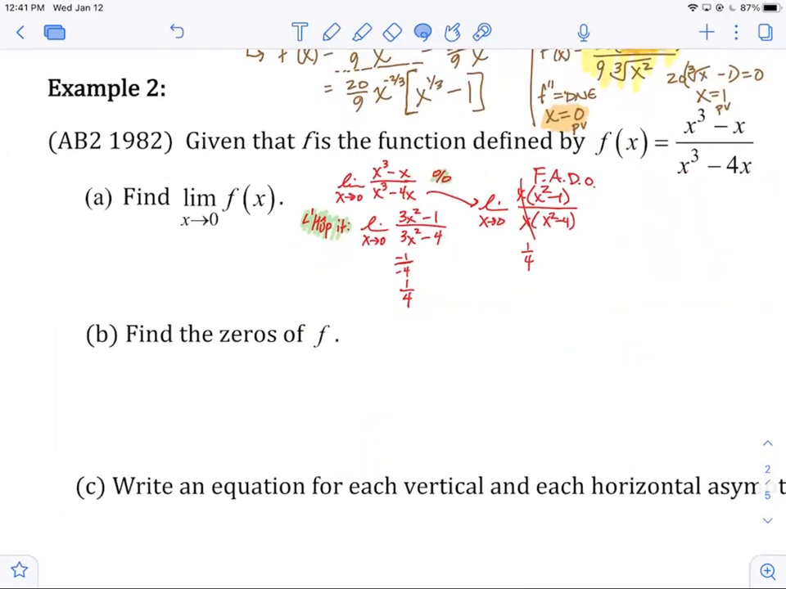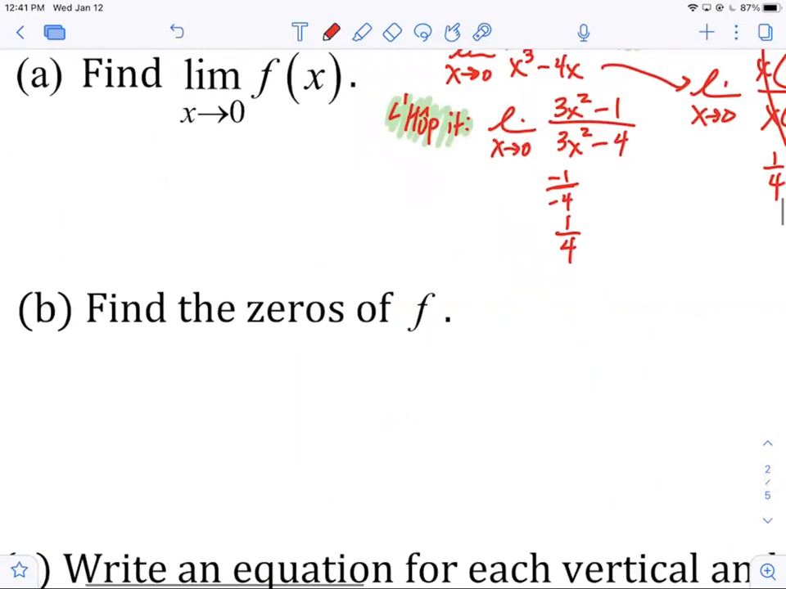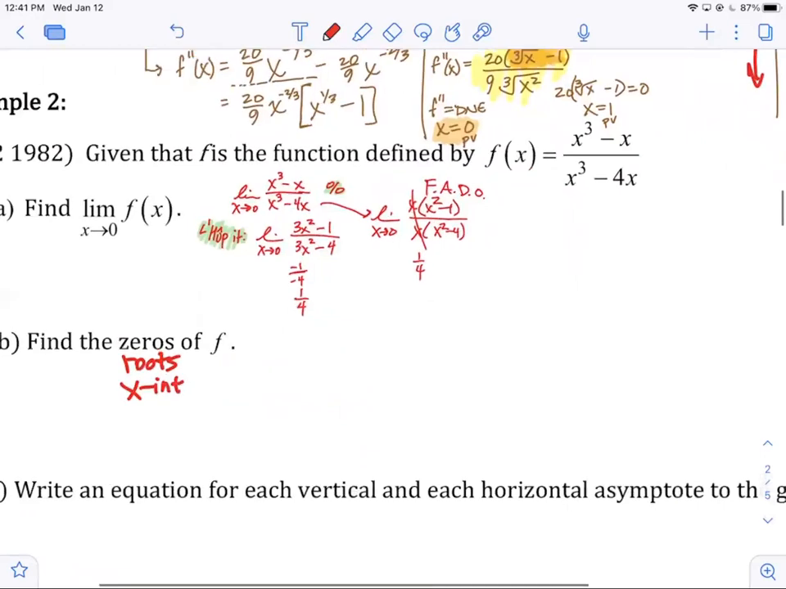Okay, letter B, find the zeros. Another name for the zeros are the roots or the x-intercepts, right? How do we find the zeros of any function, whether it's f, f prime, or f double prime? Do we plug in a 0 for x? No, we set it equal to 0. Yeah, that's why it's called 0.